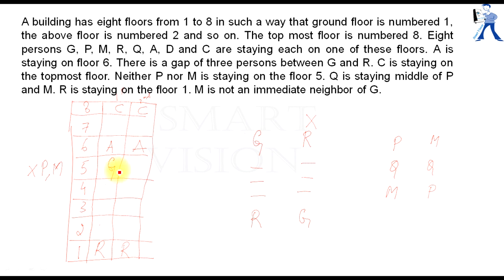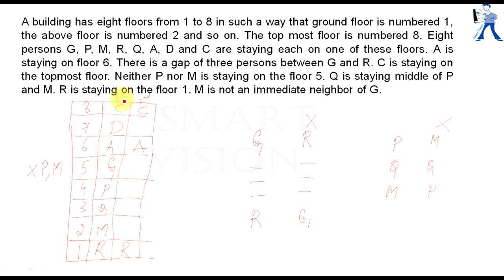So according to this hint, we can't put MQP, right? MQP, there are 3 persons here, so it will go wrong. And PQM is a possibility. So we can place these 3 persons here. And one more hint: P and M are not coming on the 5th floor, so here they are not coming. So our puzzle is solved. Who remains? G, P, M, R, Q are placed. Okay, D remains. So D we will place on the 7th floor.